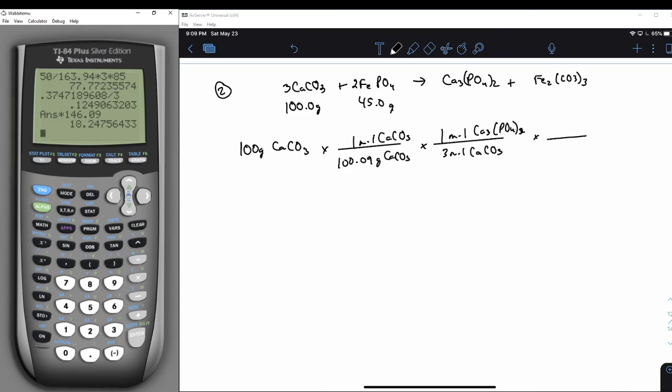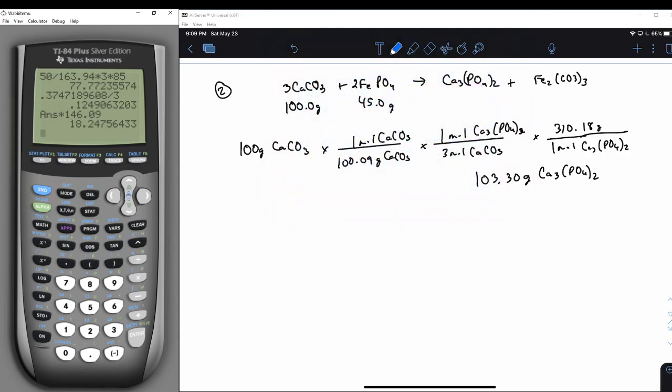So then 1 mole of Ca3PO42 has a mass of 310.18 grams. So this can make 103.30 grams of Ca3PO42 if it all reacted.